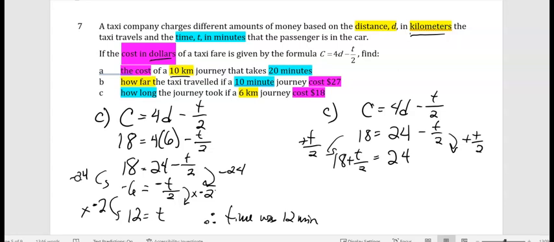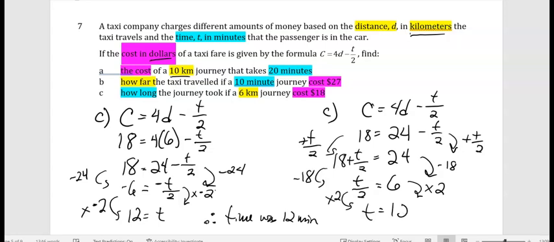And then how do I get rid of my 18? I will subtract it, because that's the opposite of adding. And that will give me t over 2 equals 24 minus 18 is 6. This is looking familiar. And now I just don't have to deal with negativity. I have enough negativity in the world. And so I multiply by 2 to get rid of that bottom 2, and t again equals 12. So it's the same answer.